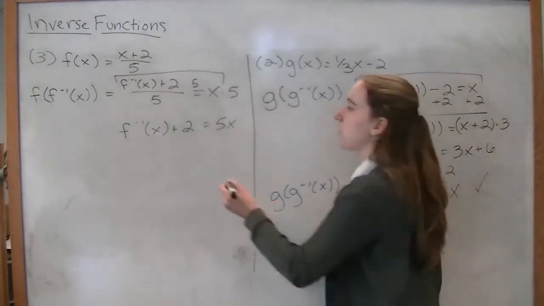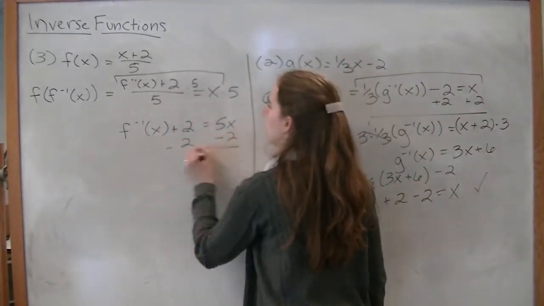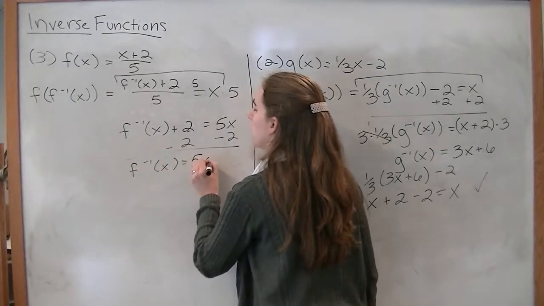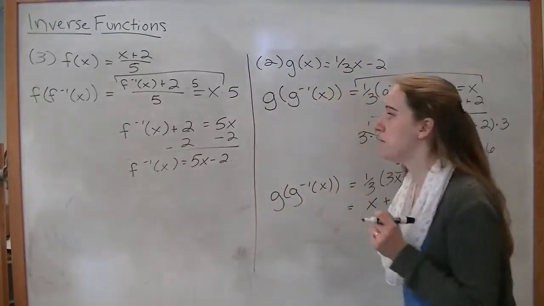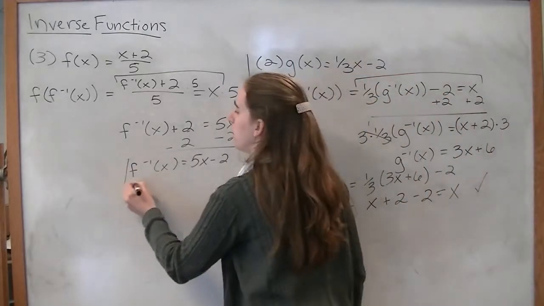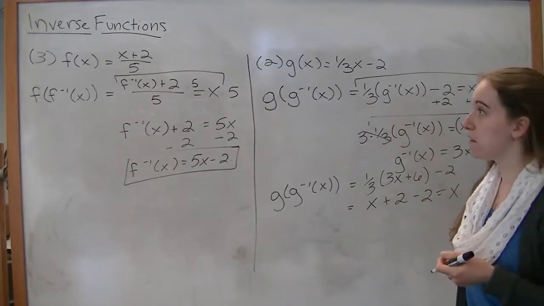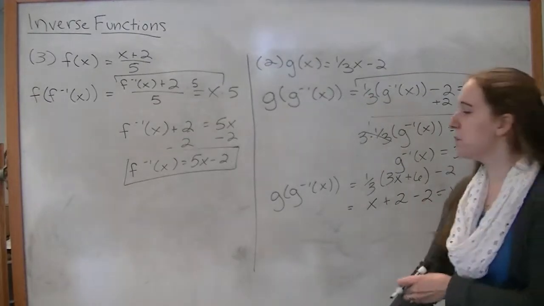Now I can just subtract 2 from both sides, and I get 5x minus 2. So there we have the equation for our inverse, f inverse of x. Again, let's just double check.